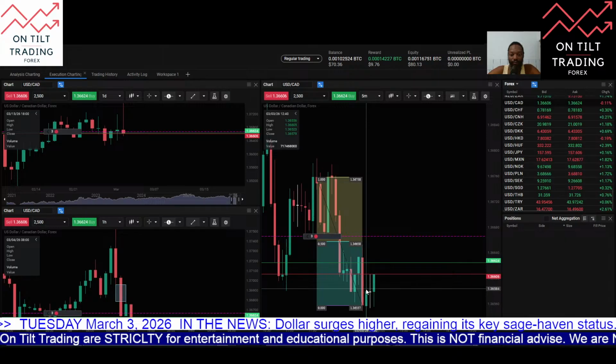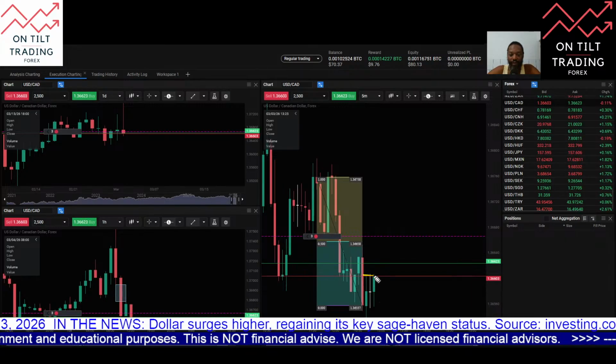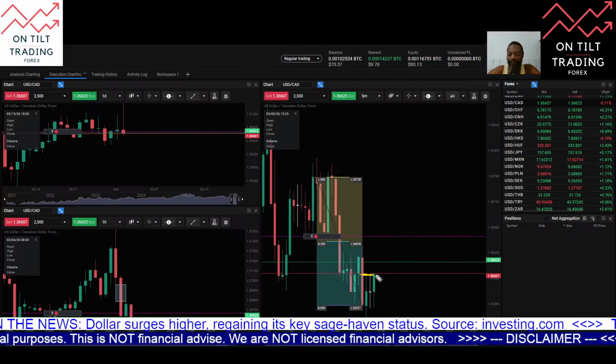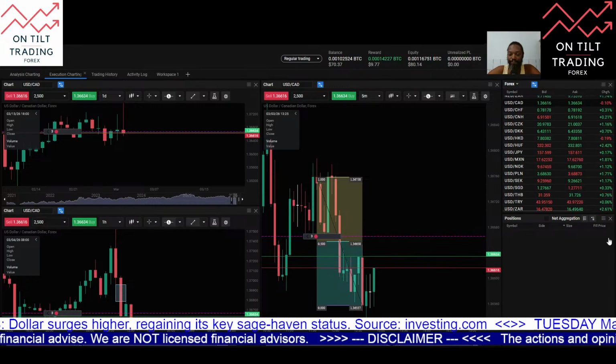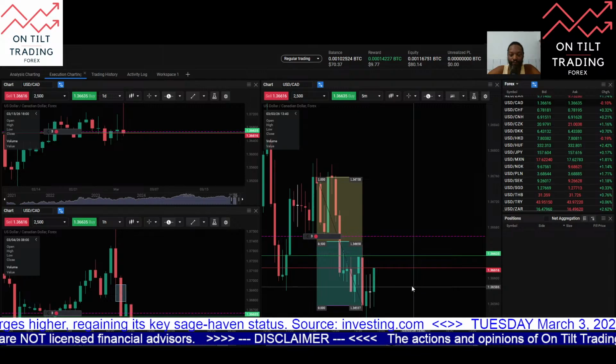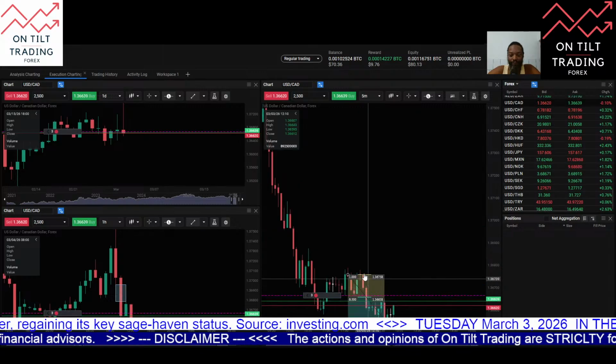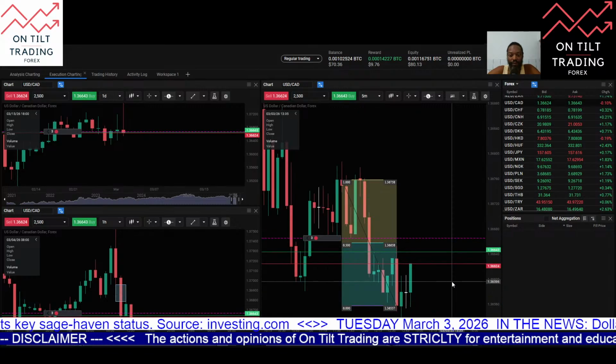Price coming back, targeting those relatively equal highs I previously mentioned here. Seeing some buy-side delivery here.